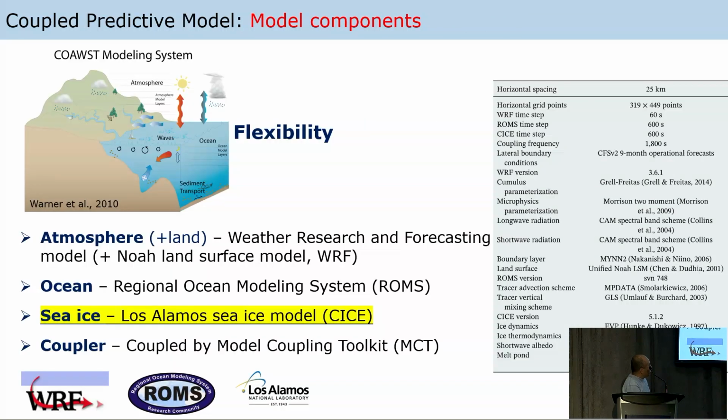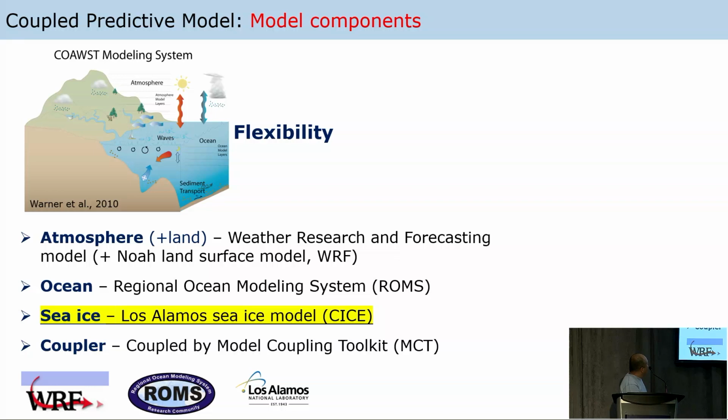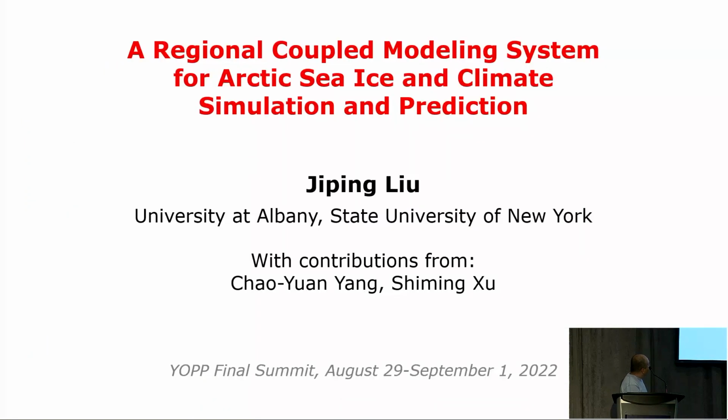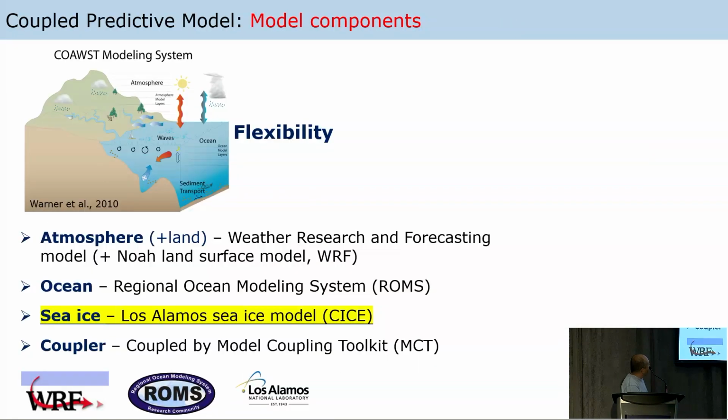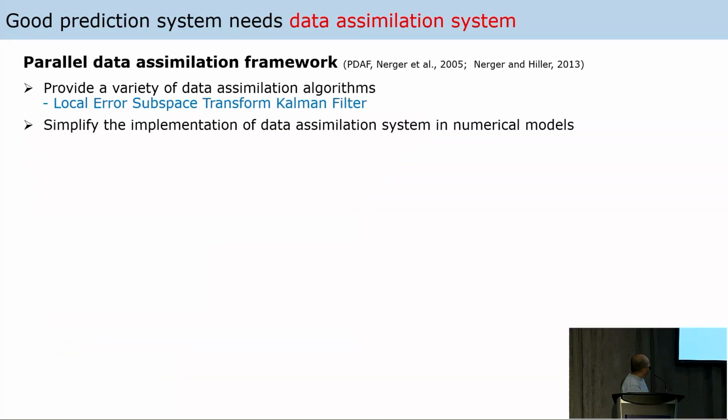So this is basically the major physical parameterizations used in our modeling system. We just list them here, and we also use the NCEP CFS seasonal forecast as a boundary condition. A good prediction system also needs a good data assimilation system, so we implemented a parallel data assimilation framework in our modeling system.